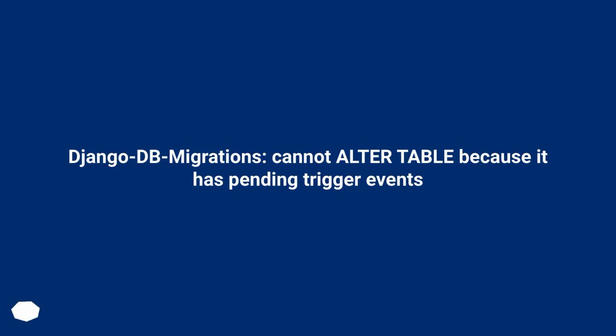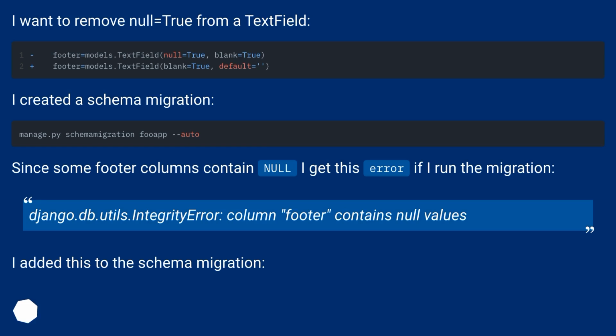Django DB migrations: cannot alter table because it has pending trigger events. I want to remove null=True from a text field. I created a schema migration.